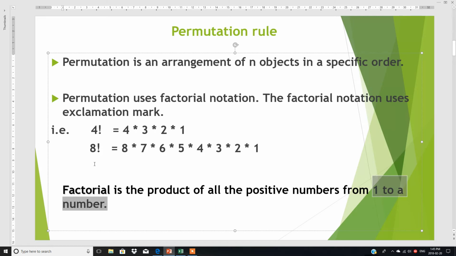If I say 9 factorial, then you have to go from 1 till 9. If you want, you can start from right to left or left to right, but usually we write from left to right. If it is 9 factorial, we will write down 9 multiply by 8 multiply by 7 and till number 1. So from 1 to the number, you have to multiply, then you will get the answer of your factorial number. Okay, move on to the next slide.